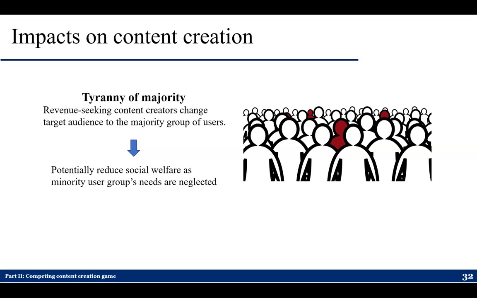Then this is what we call a tyranny of the majority, because in the applications we just mentioned, like YouTube or Instagram, many of the content creators are revenue seeking. The reason they make content is they want to make some money. So if they find out that certain types of content will receive much lower exposure to the population, then they will simply switch their focus. They will start making different types of content that are more popular. And this will cause the whole content space to become more and more homogeneous over time. And this potentially reduces the social welfare, as the minority user groups' needs are just neglected.